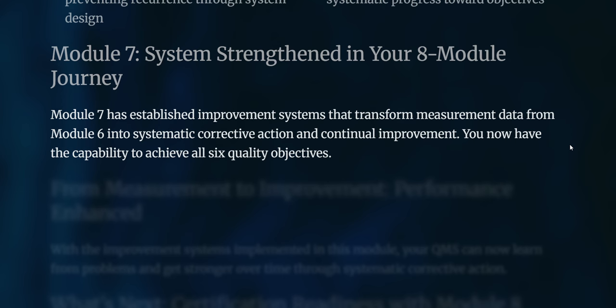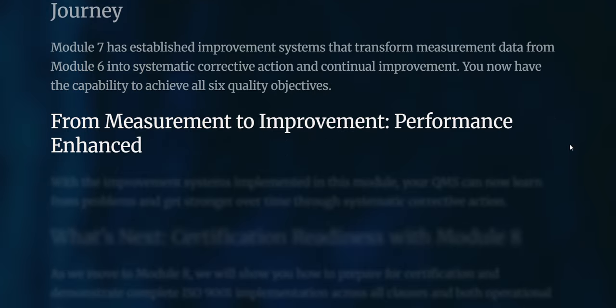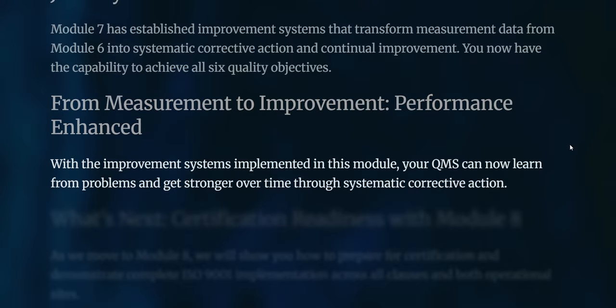Module 7 has established improvement systems that transform measurement data from Module 6 into systematic corrective actions and continual improvement. You now have the capability to achieve all quality objectives. From measurement to improvement, performance has been enhanced. With the improvement system implemented in this module, our quality management system now can learn from problems and get stronger over time through systematic corrective actions.